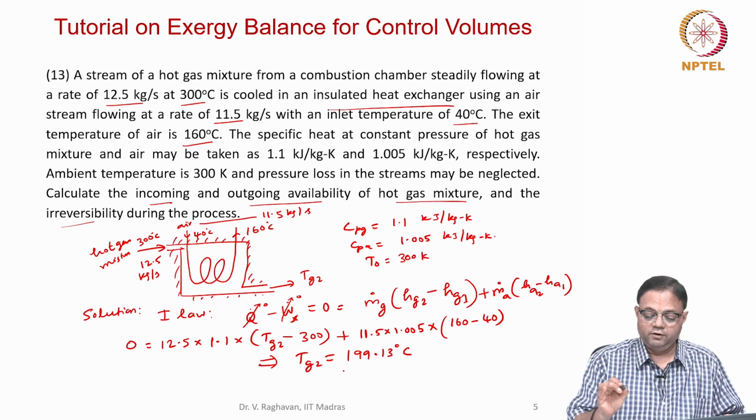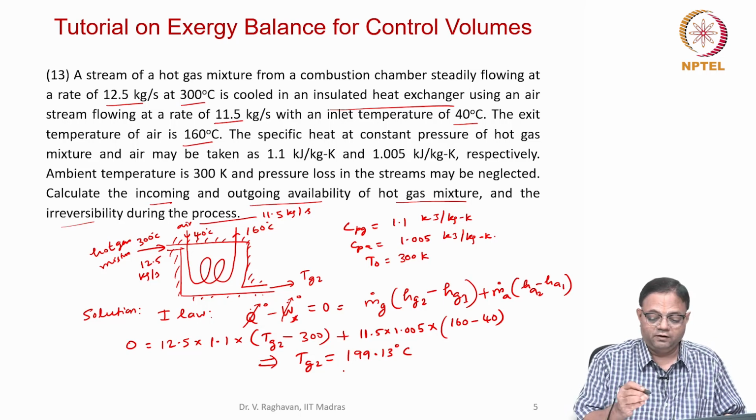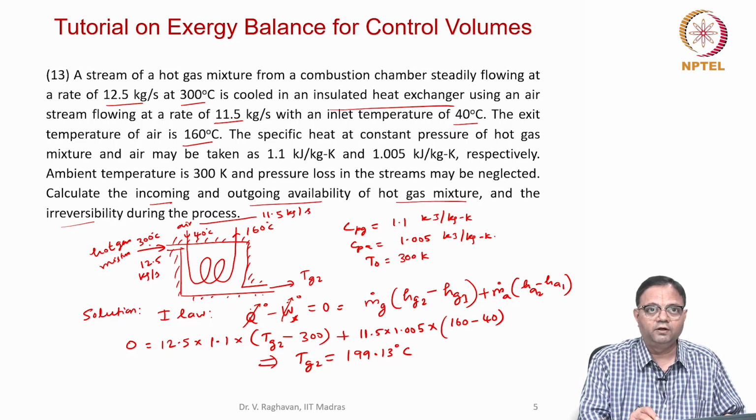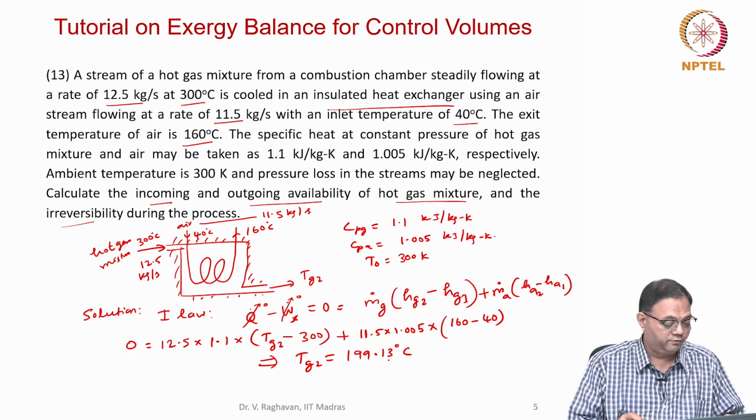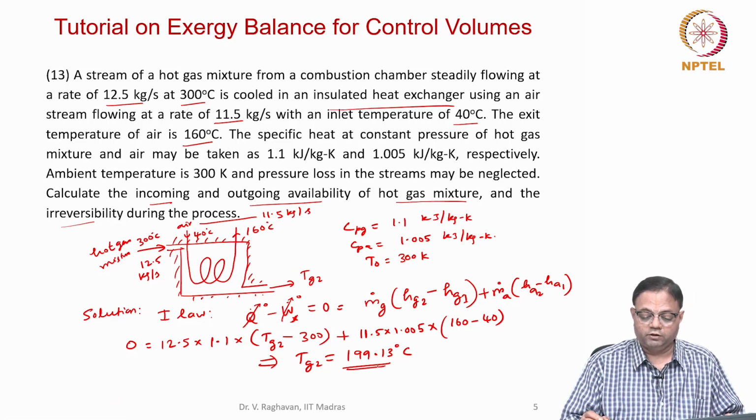So 100 degrees is spent out. This is like an air preheater, where air is heated and sent to the furnace. From the furnace, hot gas comes out at 300 degrees and goes out at 200 degrees. So now we got the states fixed.